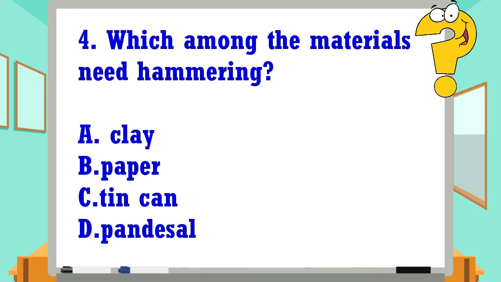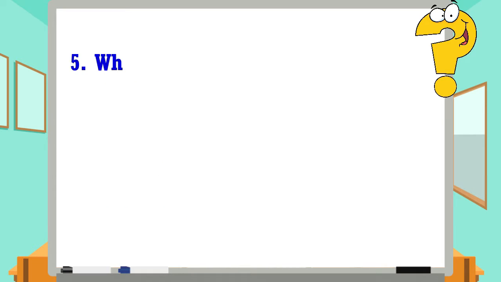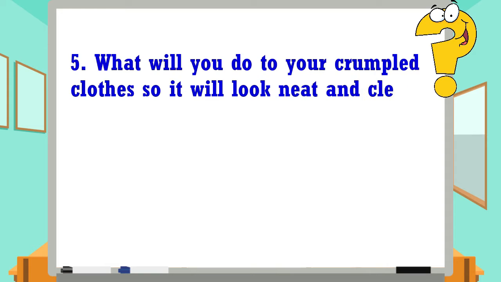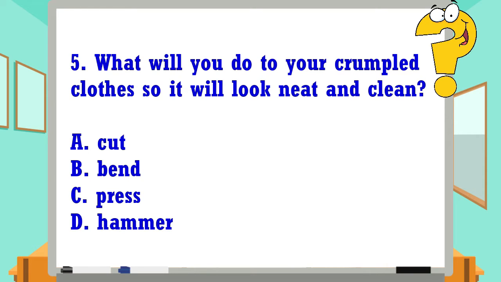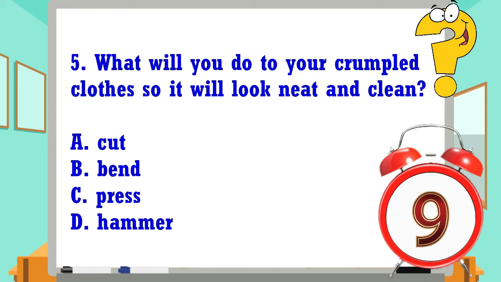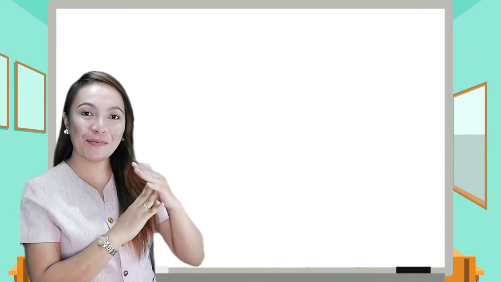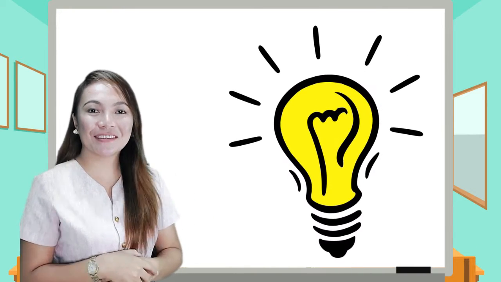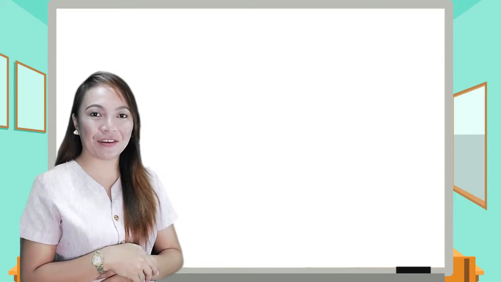Time is up! Let's proceed to the last question. What will you do to your crumpled clothes so it will look neat and clean? A. Cut. B. Bend. C. Press. Or D. Hammer. Your timer starts now. Time is up! Did you get all the correct answers? Okay, we will check that later.